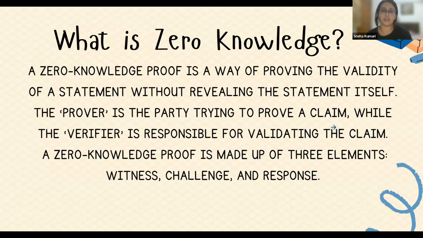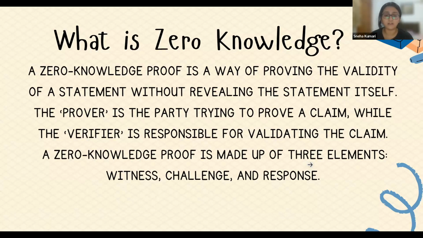So the whole idea is two parties being involved, one party being the prover, the other party being the verifier. The prover is the party that is trying to prove a claim here, while the verifier is responsible for validating the claim. So it can be like me and Laisha are talking, and I have to prove to her that I'm 23 years of age. In this case, I am the prover who's trying to prove a claim, that is my age, while Laisha would be the verifier who is trying to validate that whatever I'm saying is right.